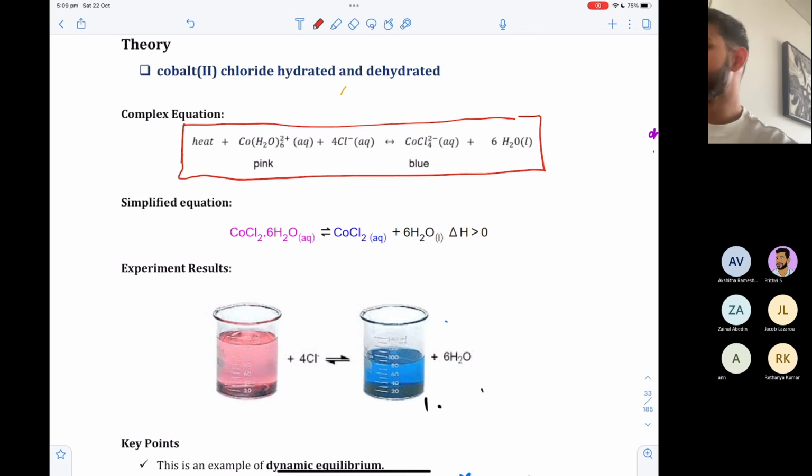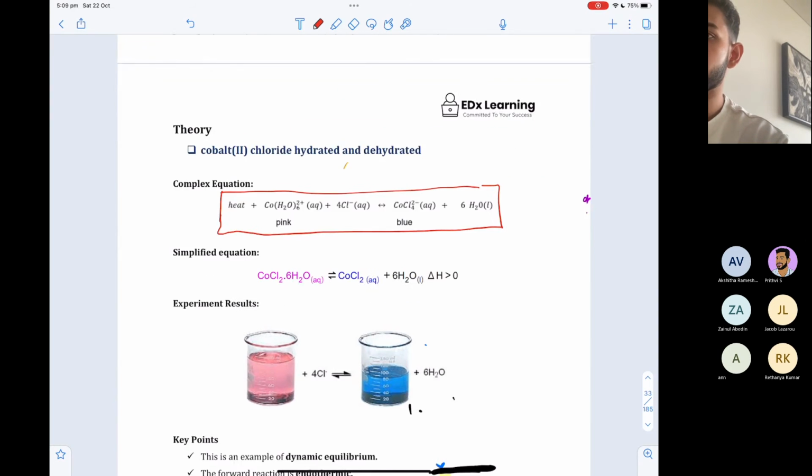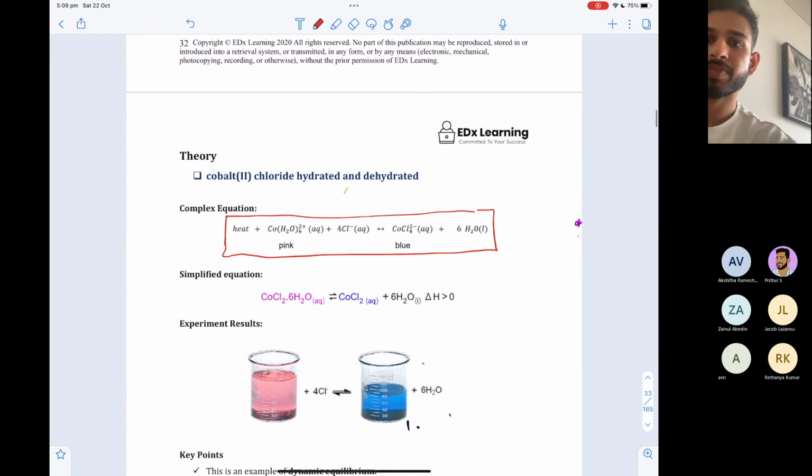Bethania, what's your answer? Exam answer. Explain the effect of increasing temperature on the reaction system. I said as the temperature increases, the reaction shifts to the right-hand side, changing the color to blue, pink from blue. Good. All right. That was a very good first question answer attempt. Good job. Got the answer right for the direction it travels.